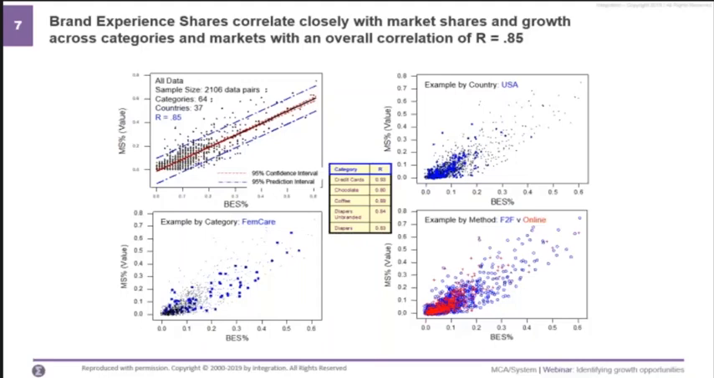And on the top right, when you break that down into, does that work within individual markets? The answer is yes. So the plot on the right is the data points just for the US, picked out in blue. On the bottom left, does it work for our individual categories? So on the bottom left, you can see that the dots for one particular category were picked out, in this case, feminine care. And do we see that there's a big difference when we do different types of research methodology? So we've picked out on the bottom right, face-to-face interviewing versus online interviewing, and we see the same pattern. So in other words, it is a very reliable predictor of market share outcome.